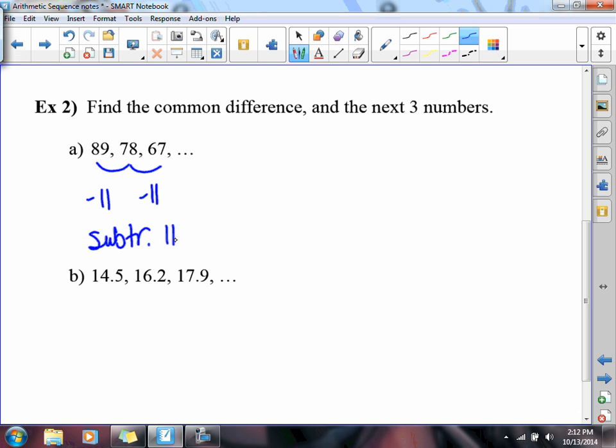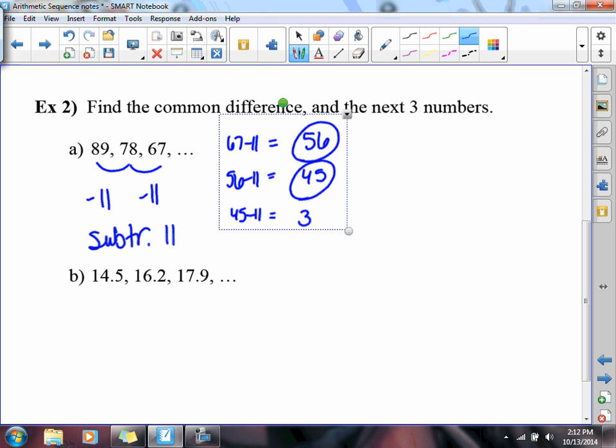And now I want to find my next 3 numbers. So I'm going to do 67 minus 11, and that will get me 56. And then I'll do 56 minus 11. That's going to get me 45. And then I'll do 45 minus 11. That's going to get me 34. So you can write it like that, or you can write 56, 45, 34. Write it with the commas, kind of like our sequence looked.